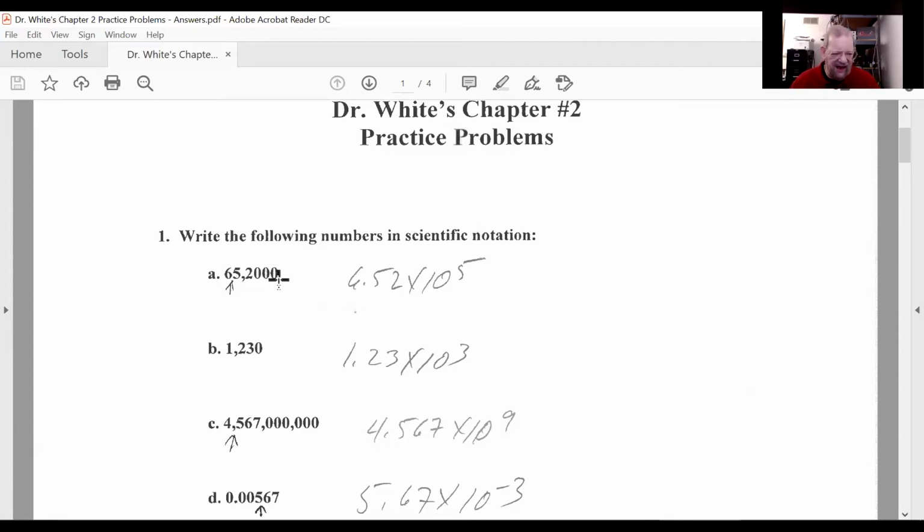So if we look at A, if there was a decimal point to be here, I move it 1, 2, 3, 4, 5. We are now at 5 moves. And if the number is greater than 10 and there's no decimal point, any zeros at the end, you drop. So this would be 6.52. Then I moved it 5 times, 10 to the 5th.